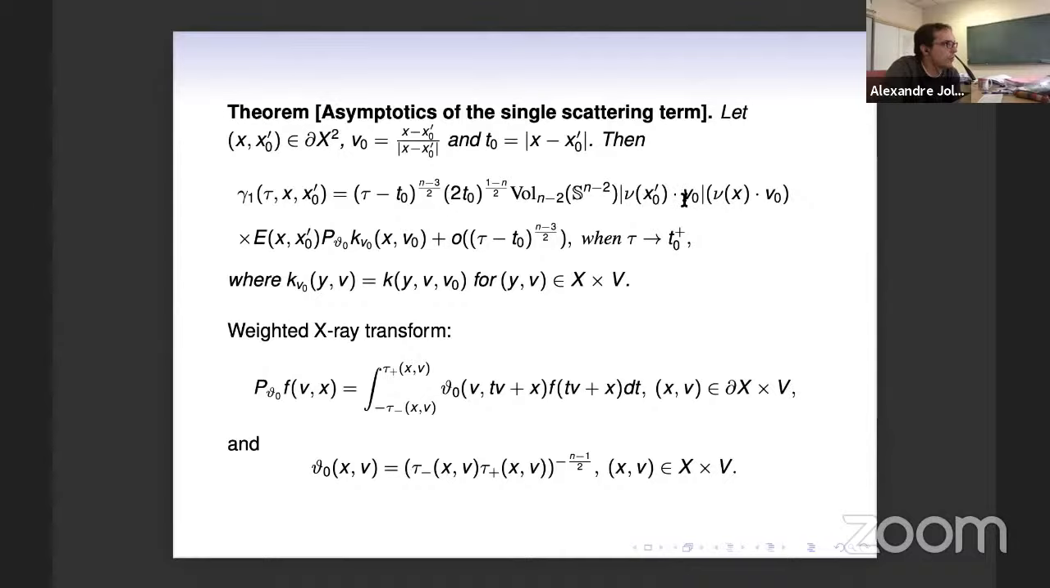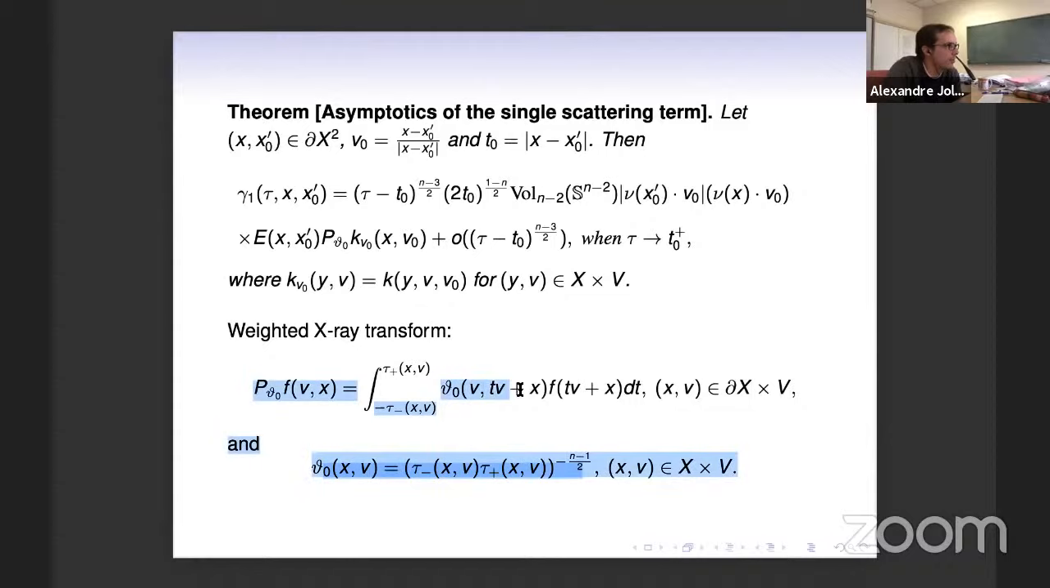So you have this formula. The interesting thing is given right here, because it tells you what you can get from these asymptotics. From this asymptotics, you recover a weighted X-ray transform of KV0. Here, KV0 is defined by this formula. And the weighted X-ray transform is the integral over the straight line of the function f with the weight, which is given right here.